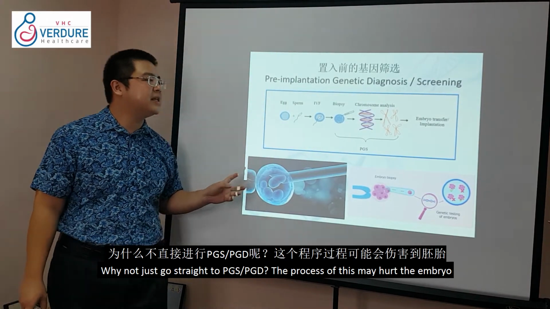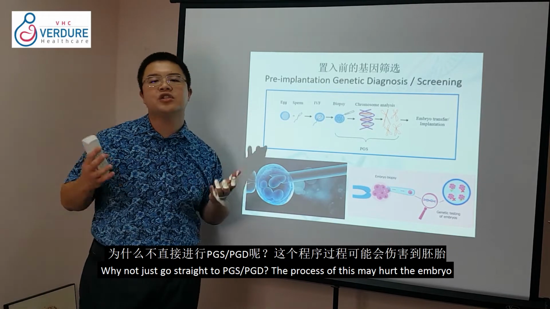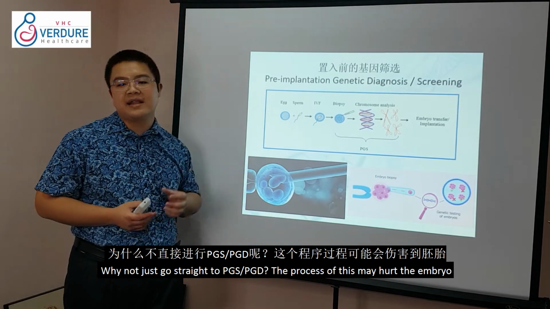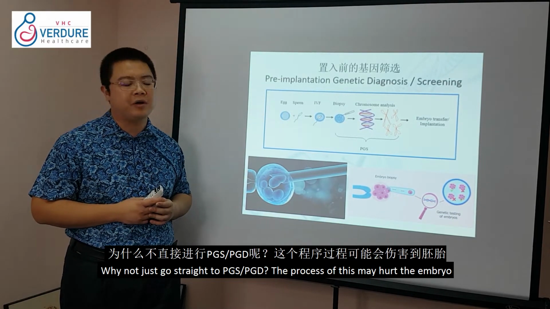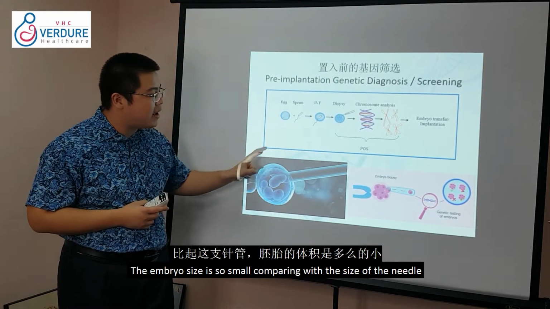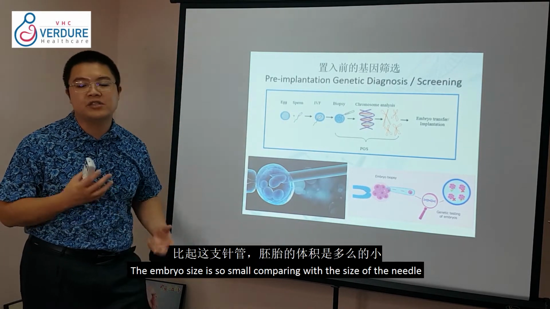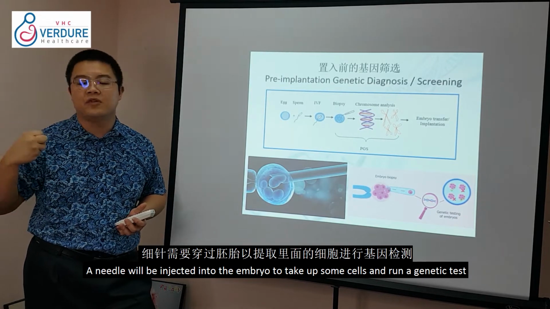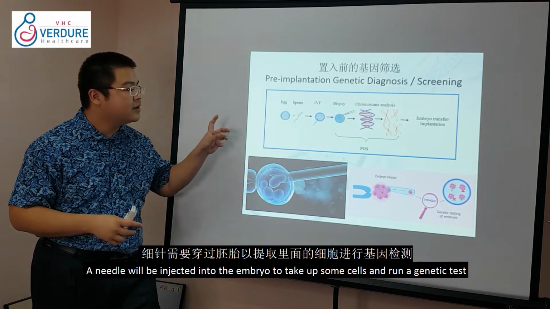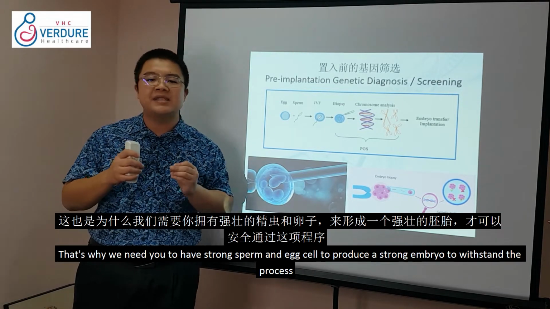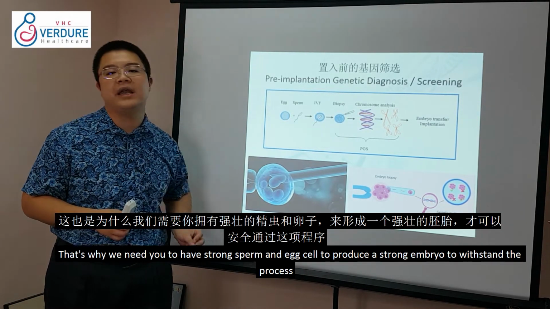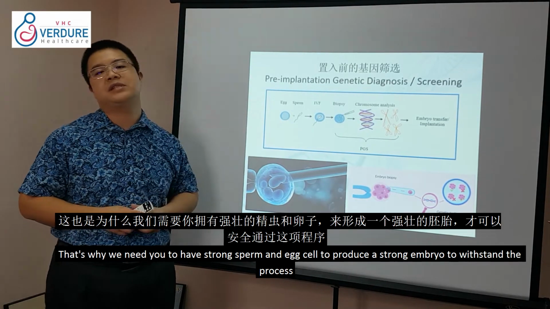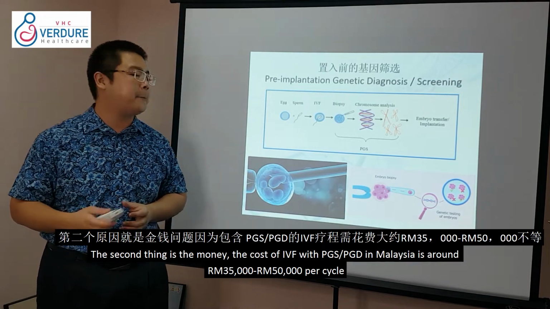More importantly, why not just straight away go through PGS-PGD? The process itself might hurt the embryo, because the embryo is so small and the needle is quite big compared to the size of the embryo, where they need to take a part of the cells for testing. That is why we need you to have strong sperm and egg cells, so that hopefully it will produce a strong embryo to withstand this particular process if necessary.